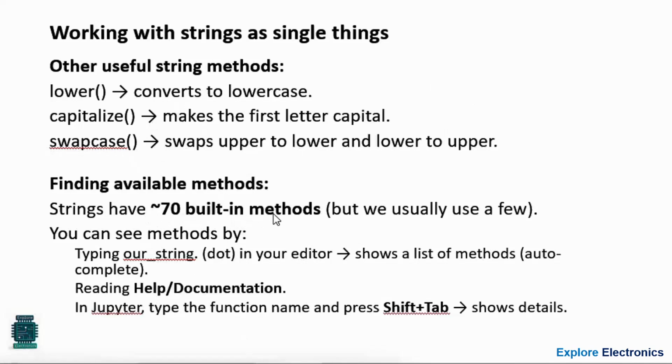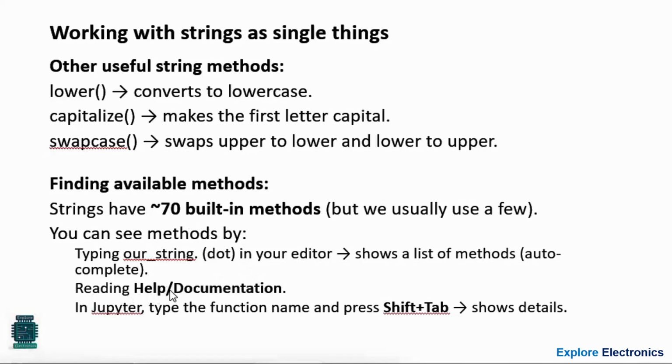We have 70 built-in methods in strings, but we usually use only a few methods. How to see all the 70 built-in methods? Finding the available methods. Let us see. You can see the methods by typing our string dot in your editor. It will show all the list of methods, which means you have to type your string name dot. It will give all the built-in methods.